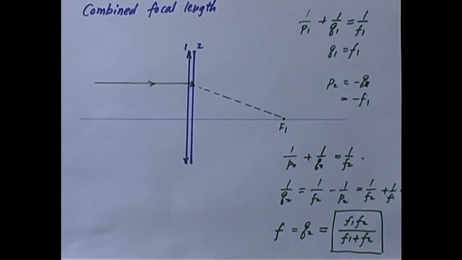Now if both lenses are divergent lenses, both are negative, then what happens? Well, then you're going to get another combined negative lens, which also stops light even faster.